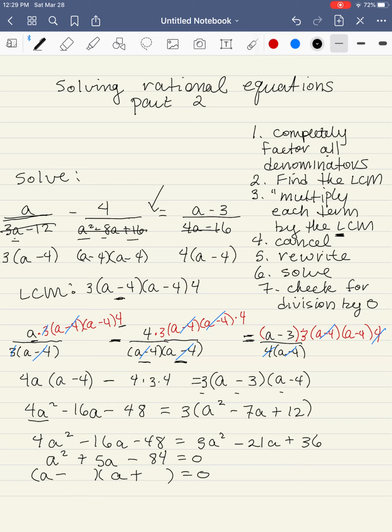And hopefully you spent a few minutes and did that, didn't just wait for me to do it on the video. And we see that we have minus 7 and plus 12. 7 times 12 is 84. The 12 has to be positive for the 5 to be positive. So we have a equals 7 and a equals negative 12. All right, so we have solved our equation, but we still have one step.